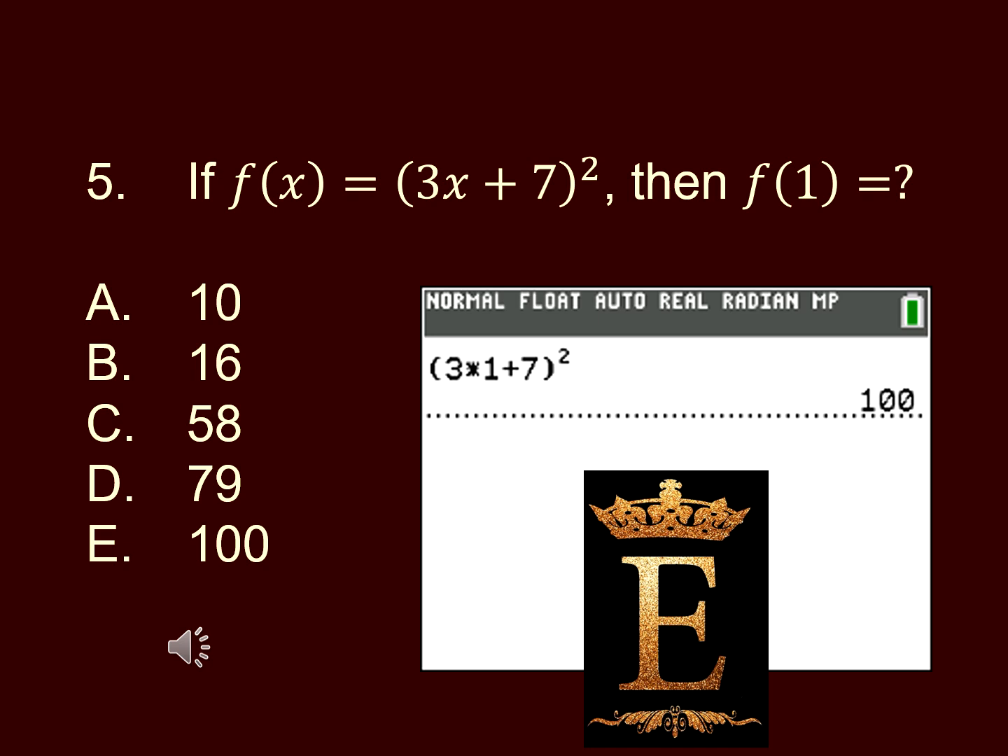I went through this problem in class once, and I had people that made this way harder than it is. All you do is plug in the number that they give you here, which is 1. And so you take 3 times 1 plus 7, find what that is, and square it. Basically, it's an order of operations problem where they care that you know to do what's inside the parentheses first. When you do it, you get 10 squared, and that's 100.